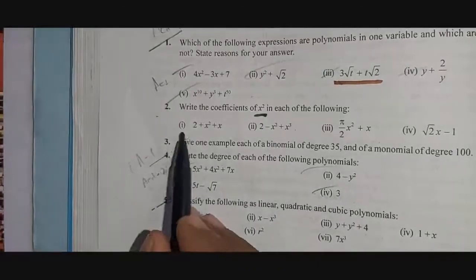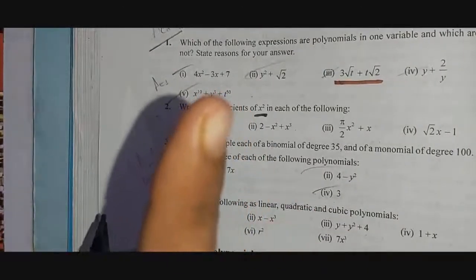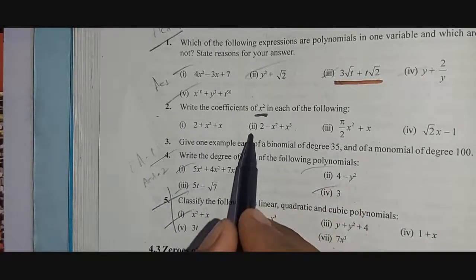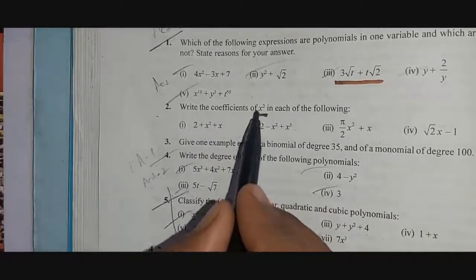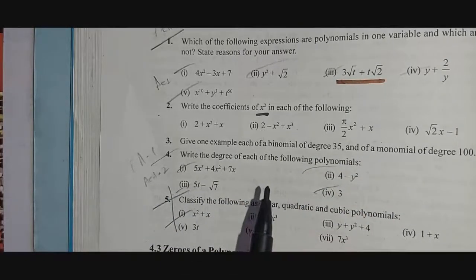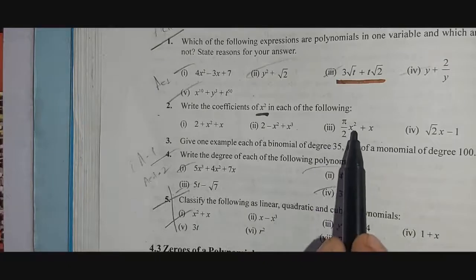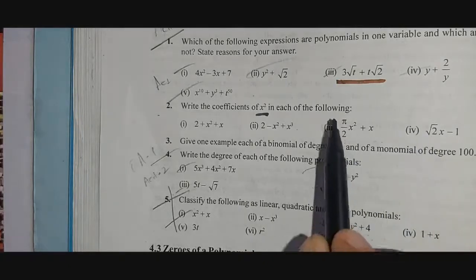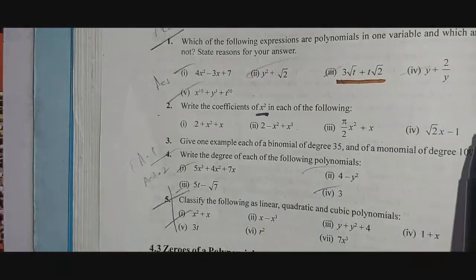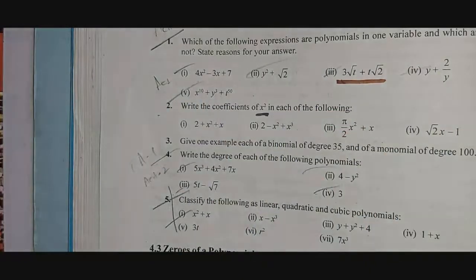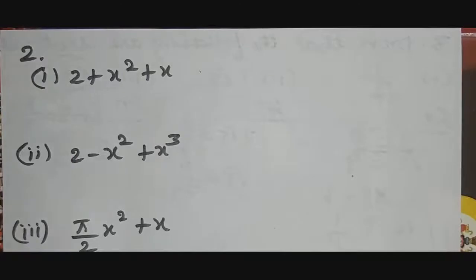First one, the coefficient of x square is 1, since it is 1 into x square. In the second question, the coefficient of x square is minus 1. Third one, the coefficient of x square is pi by 2. The x square term is not there in the fourth, therefore the coefficient of x square in the fourth question is 0. Here I will write the solution.